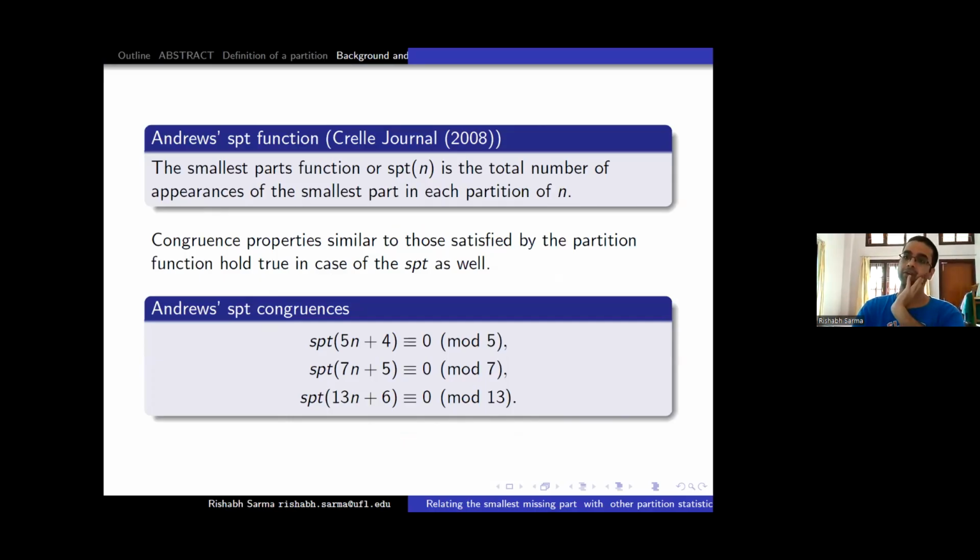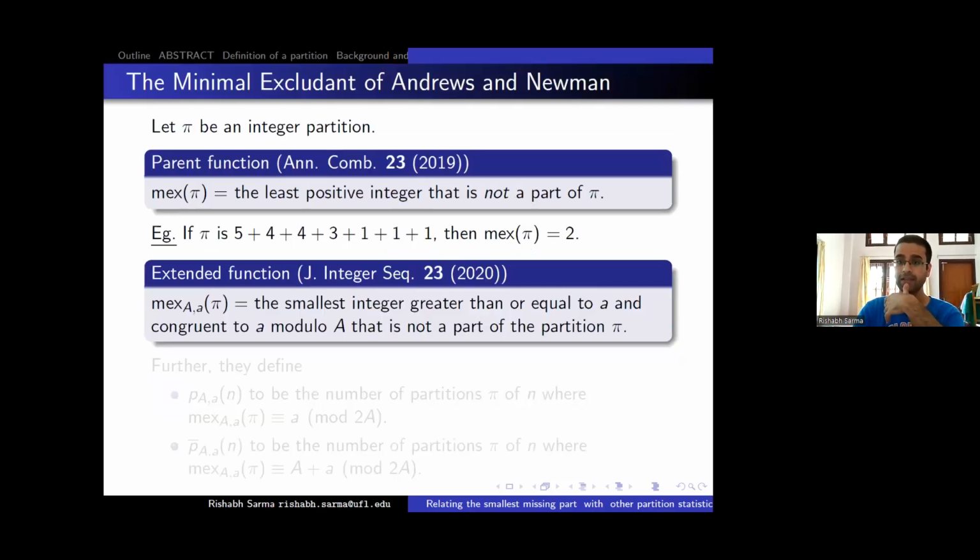I gave a background of these statistics because my plan now is to relate the MEX, or the new MEX statistic, with these statistics. That's what we have done in our work. So I would like to begin with the definition of the MEX function. In 2019, in the paper of Andrews and Newman in the Annals of Combinatorics, they defined the MEX of an integer partition to be the least positive integer that is not a part of the partition. As you can see in this particular partition, the smallest part that is missing is 2, hence the MEX is 2.